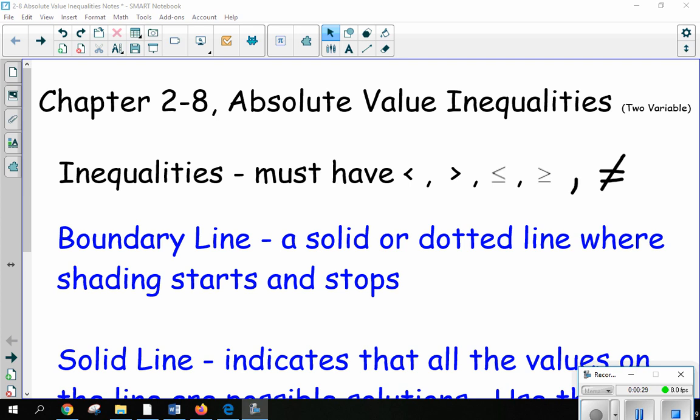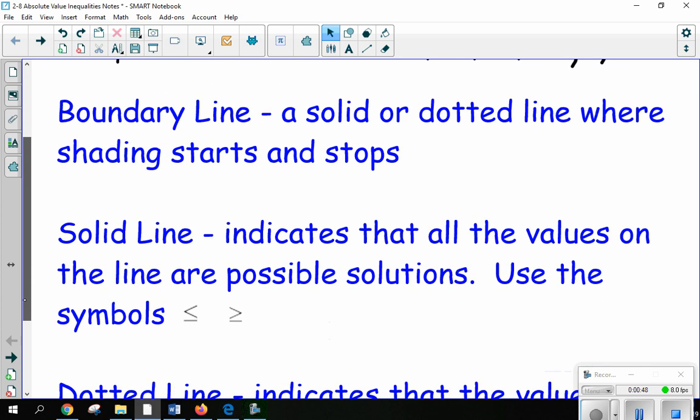If you remember, inequalities are anything that means not equal. So like less than, greater than, less than or equal to, greater than or equal to, or the symbol not equal to. Now, the only thing that's going to change are the boundary lines, and you're also going to have to add your shading. You're going to have to shade the graph above or below. So let's talk about the boundary lines first.